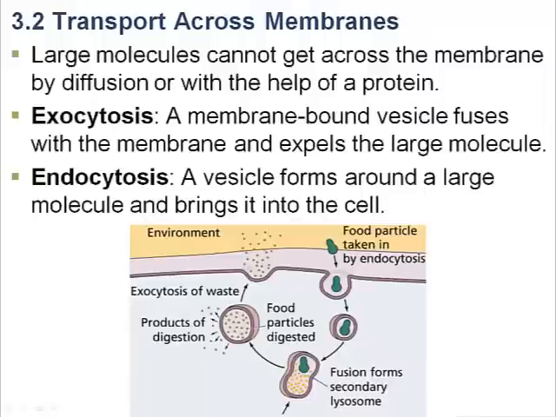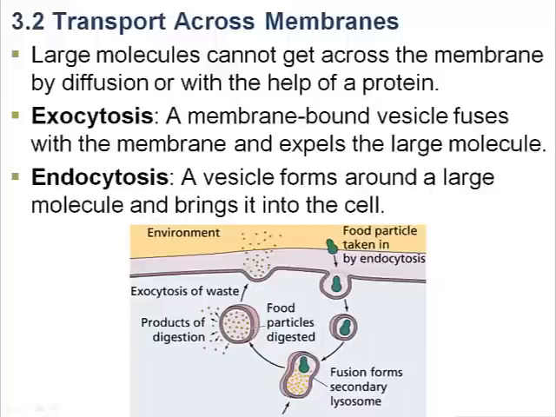Finally, we're going to finish our discussion of transport across membranes by talking about something called bulk transport. What happens if you need to transport a large number of molecules, or something quite large, say a smaller cell across a membrane? In this case, we use primarily two types of bulk transport. One is exocytosis.